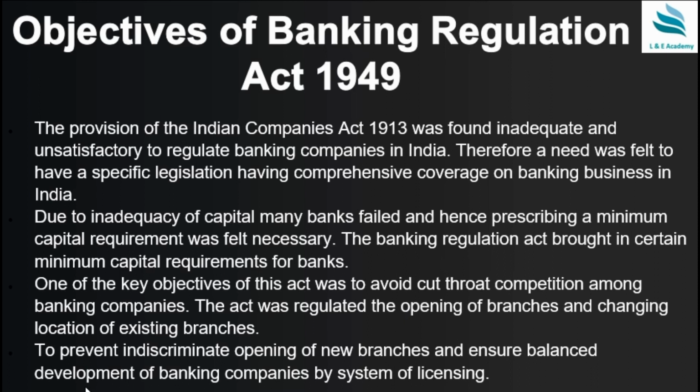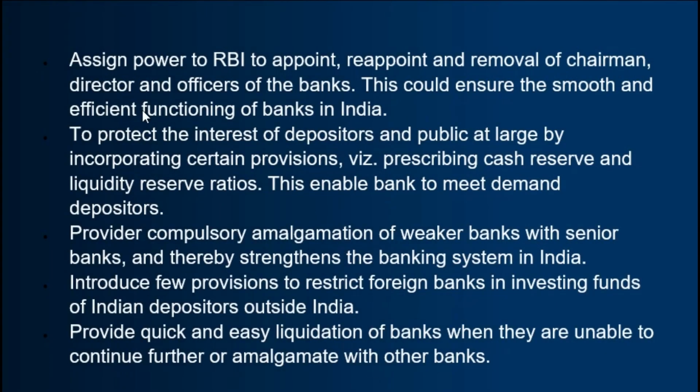requirements for banks. One of the key objectives of this act was to avoid cutthroat competition among banking companies. The act regulated the opening of branches and changing of location of existing branches to prevent indiscriminate opening of new branches and ensure balanced development of banking companies by a system of licensing. It also assigned power to RBI to appoint, reappoint and remove chairman, directors and officers of banks. This could ensure smooth and efficient functioning of banks in India.